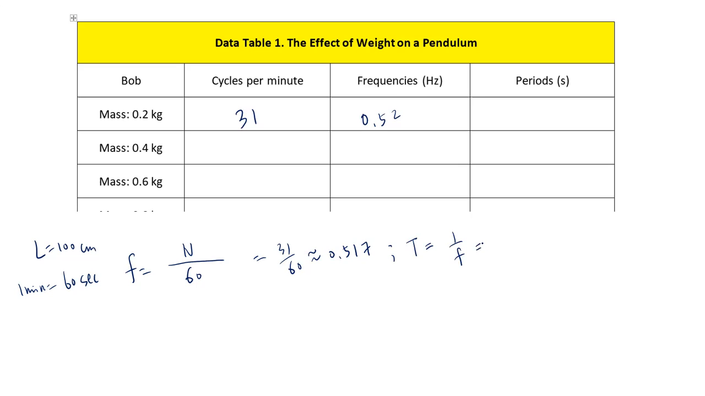Reciprocal of frequency. Then 1 divided by 0.517, what is it? 31 divided by 60, and 1 divided by that is 1.94. 1.94 seconds. This is hertz. The period is 1.94 seconds. We can see another one, the 0.4 kilogram case.